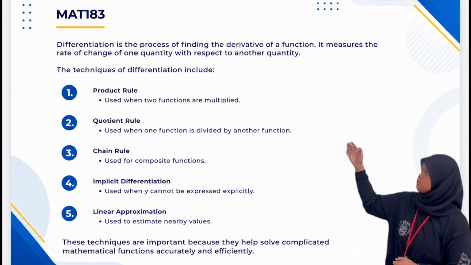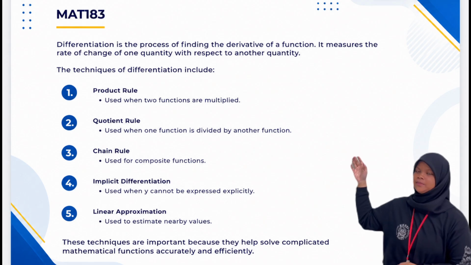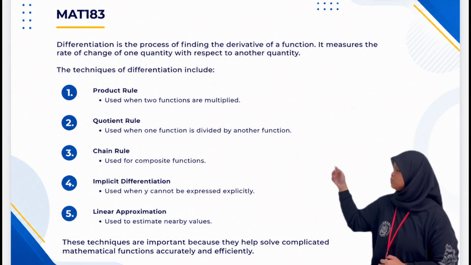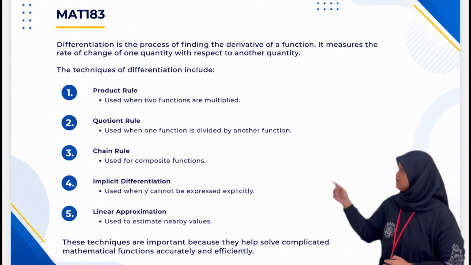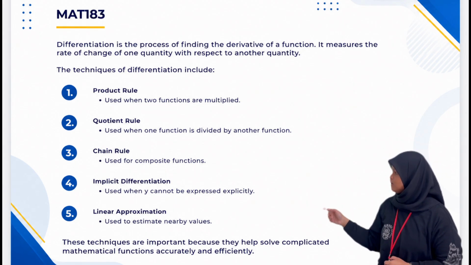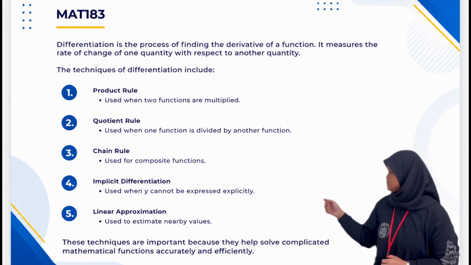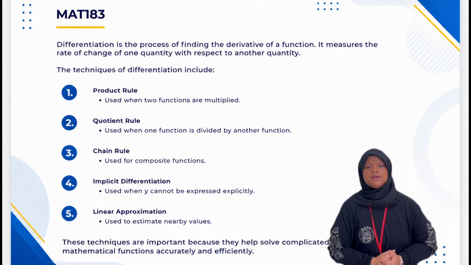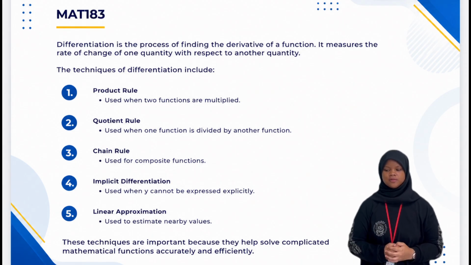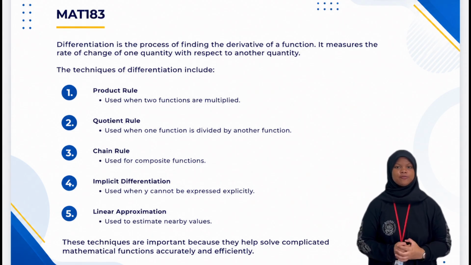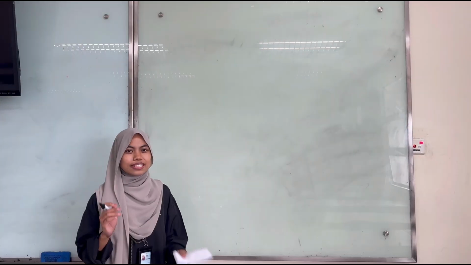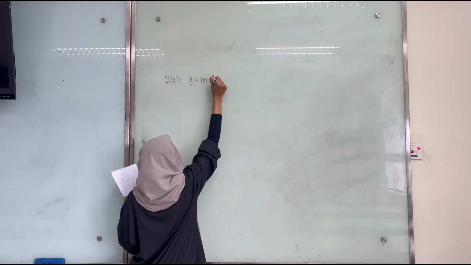So, the product rule is used for multiplication of functions. The quotient rule is used for division of functions. The chain rule is used for composite functions. Implicit differentiation is used when x and y are mixed together. And lastly, linear approximation is used for estimation. These techniques are important because they simplify complex calculations, improve problem solving efficiency, and help solve real-life problems in mathematics, science, engineering, and economics. Alright, so let's take a look at this question.